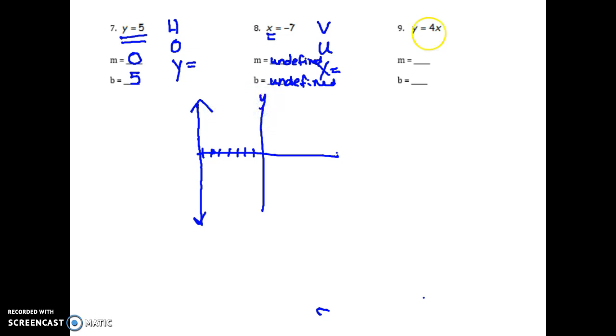If I looked at number 9, y is equal to 4x. This is not a special case. The slope is going to be 4, and the y-intercept is going to be 0. Because again, it's like adding a 0.